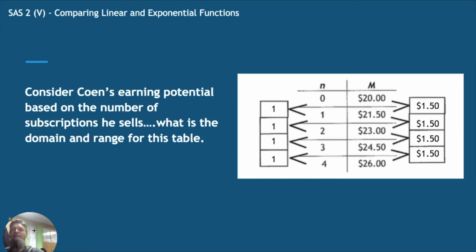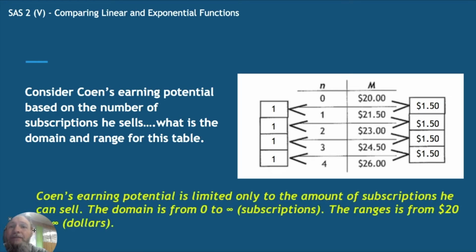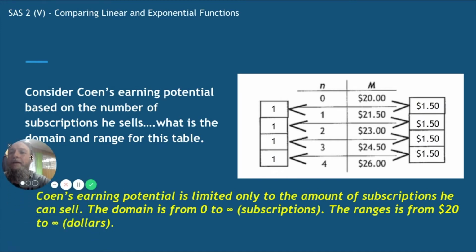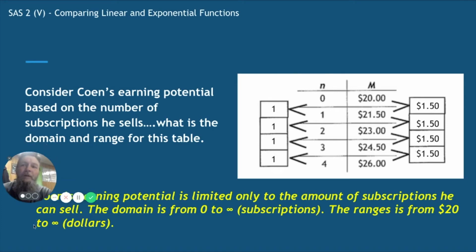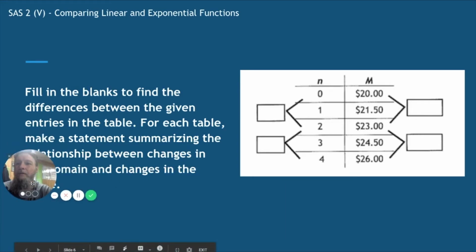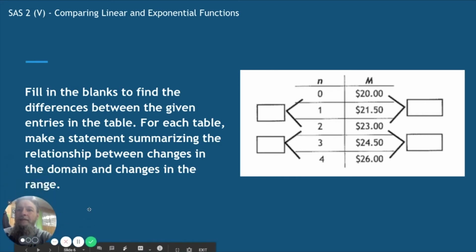All right, let's consider Cohen's earnings potential based on the number of subscriptions he sells. What is the domain and range for this table? The domain is 0 to infinity, the number of subscriptions, and the range is from 20 to infinity dollars. Let me move this out of the way so you can see it. Absolutely, he can make an unlimited amount of money, and that's just the way it works. So let's move on. Fill in the blanks and find the difference between the given entries in the table. For each table, make a statement summarizing the relationship between changes in the domain and changes in the range. Okay, so let's look.